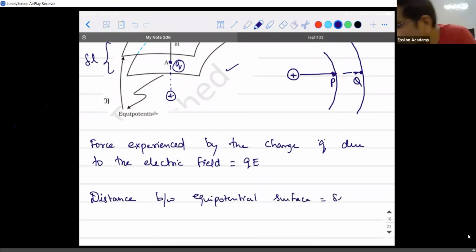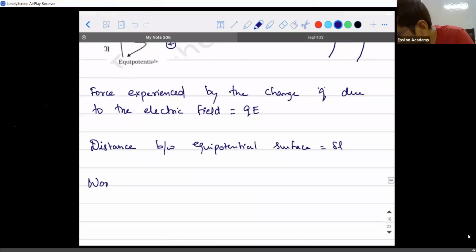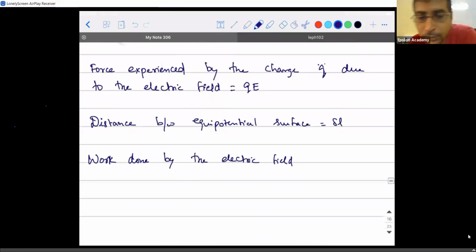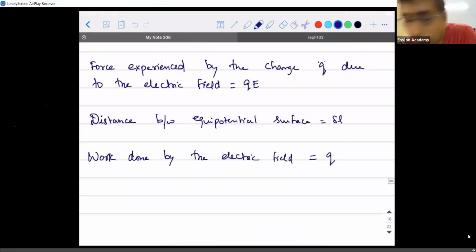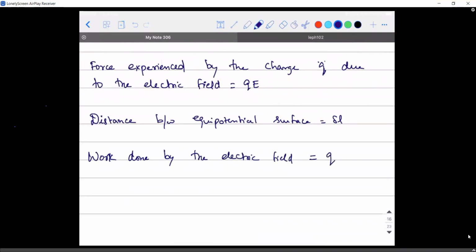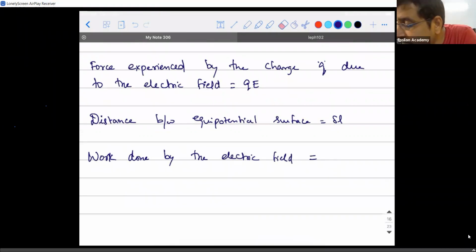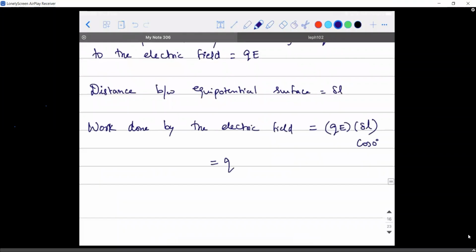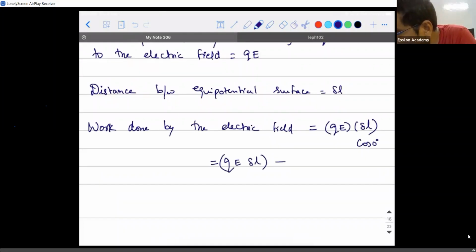what is the work done by the electric field? So what is the formula for work done by electric field? It'll be QE, that is force into displacement into cos theta. QE into delta L into cos of the angle between them, which is 0 degrees. So it is going to be QE into delta L. This is according to mechanics, because I use F s cos theta.